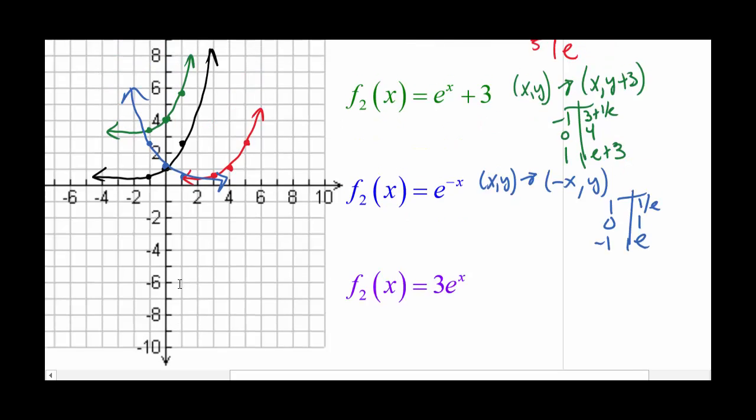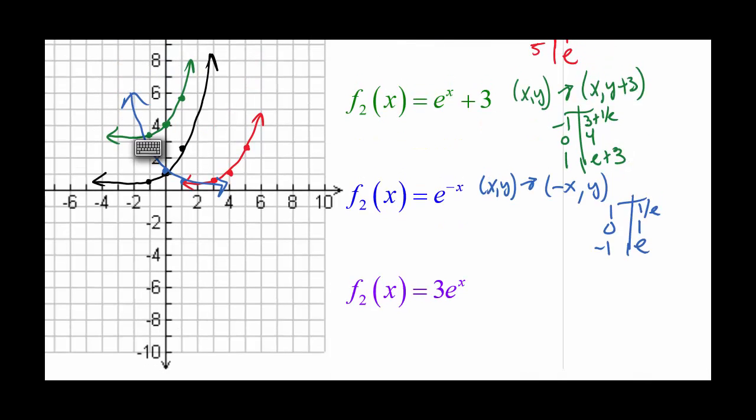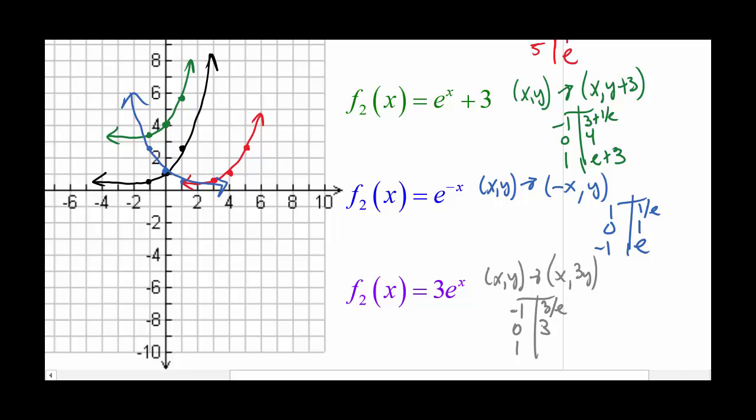And last but not least, what does the 3 do? So if I take all of my ordered pairs, 3 is on the outside, so that's going to change the y values. So I'm going to multiply those all by 3. So negative 1, 0, okay. So 1 over e times 3 is 3 over e. 1 times 3 is 3, and e times 3 is 3e.